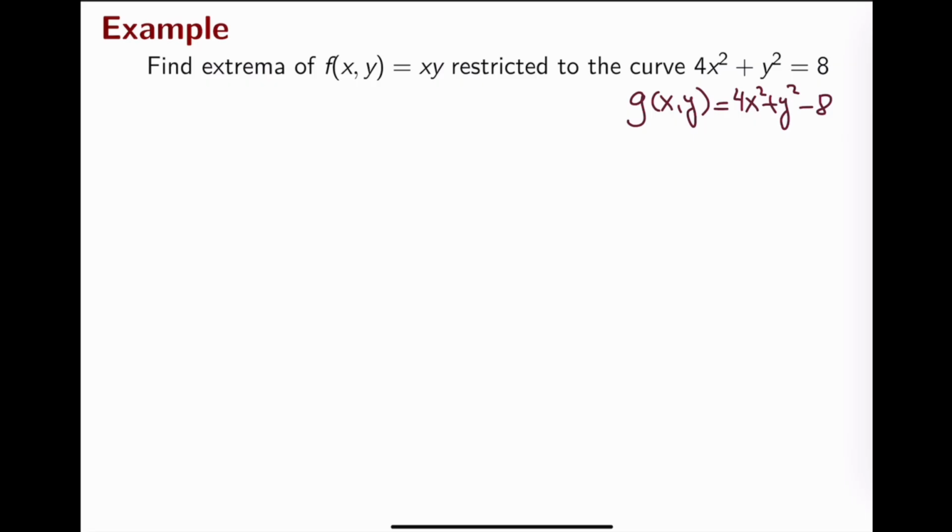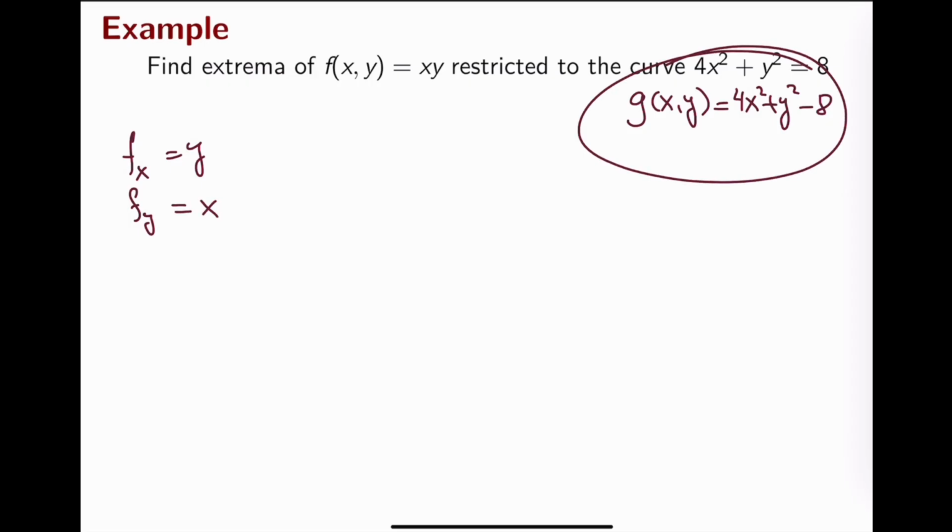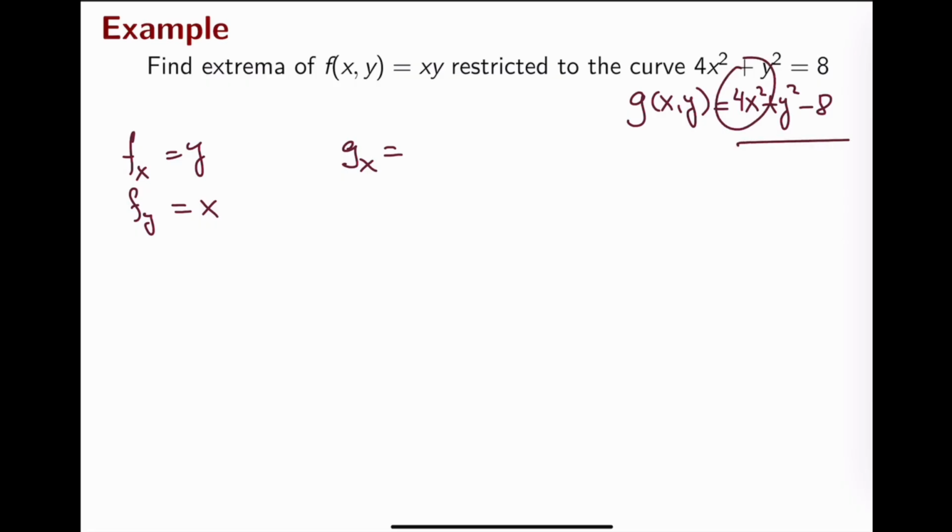We need to calculate the partial derivatives of f and the partial derivatives of g. For f, which is xy, the derivative with respect to x is just y, and the derivative with respect to y is just x. We do the same with the function g. The derivative of g with respect to x is 8x, and the derivative with respect to y is just 2y.